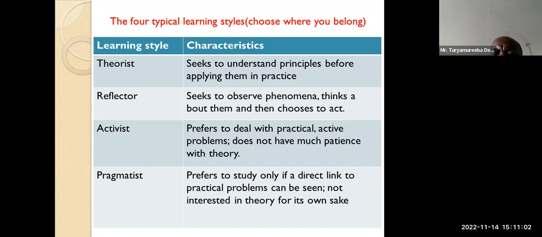Similarly, the activists prefer to deal with practical and active problems. Those ones don't have much patience with theory, so their attention span is very short. Reading 3-4 pages, they can do it when they are looking for an answer to what has been difficult for them.